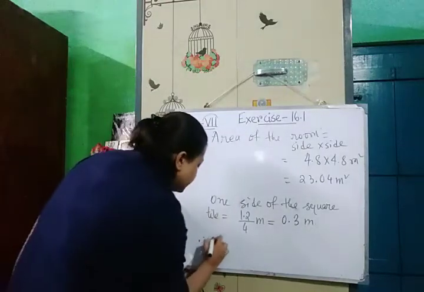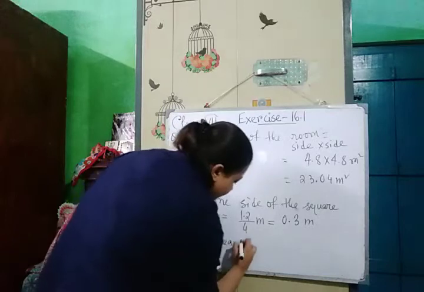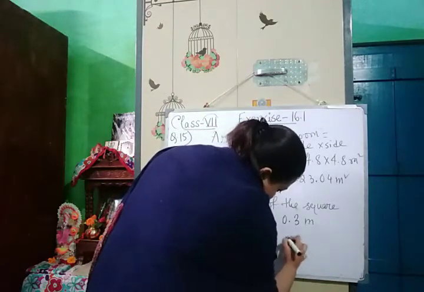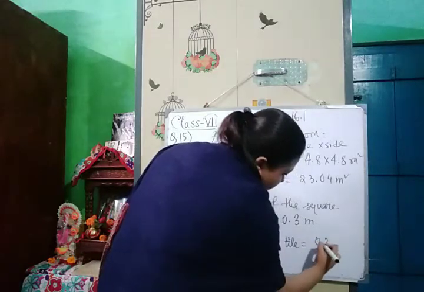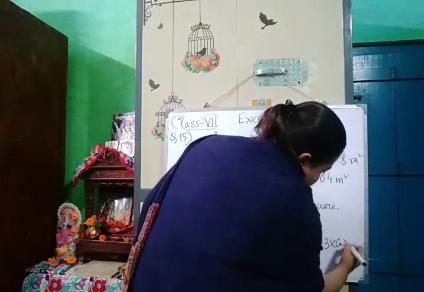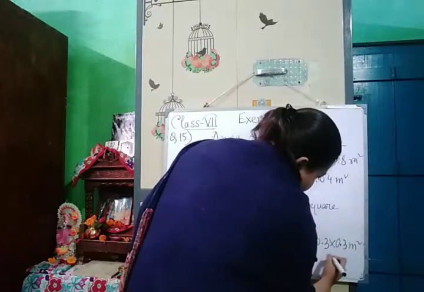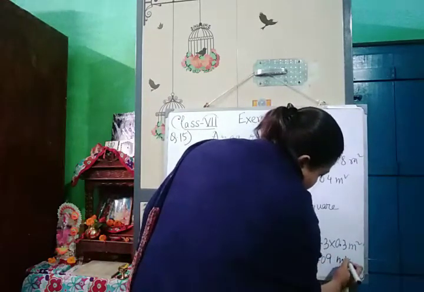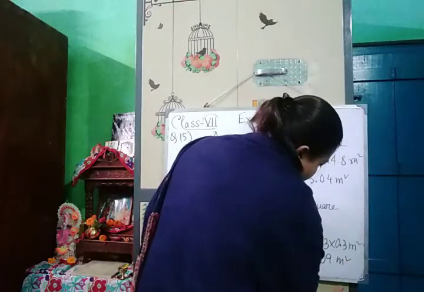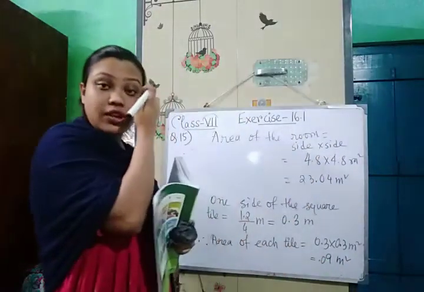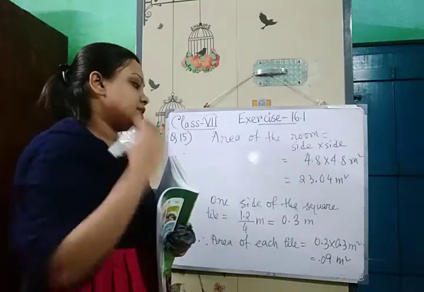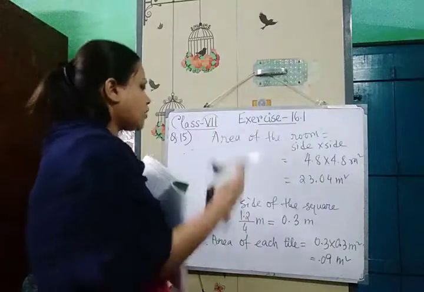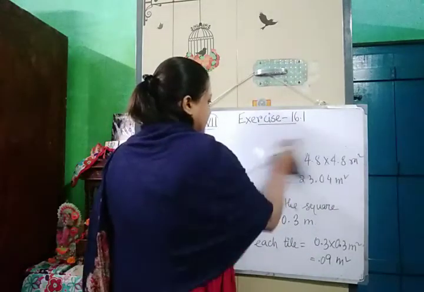So the area, therefore area of each tile is equals to 0.3 into 0.3 meter square. 0.09 meter square. Okay, 0.09 meter square is the area of each square tile. Now we will find out the number of square tiles.